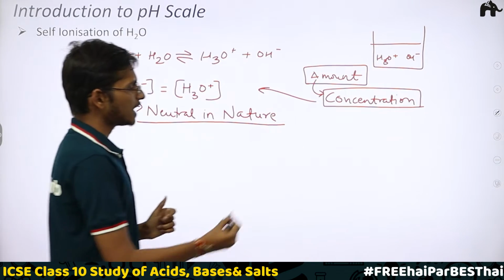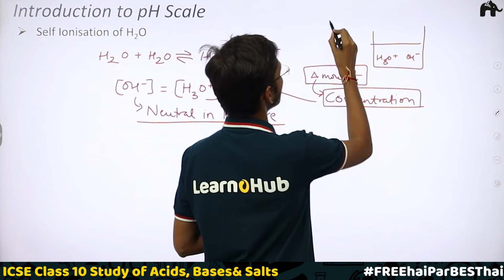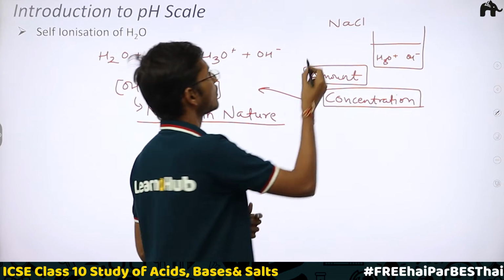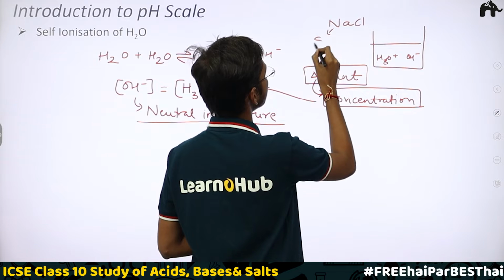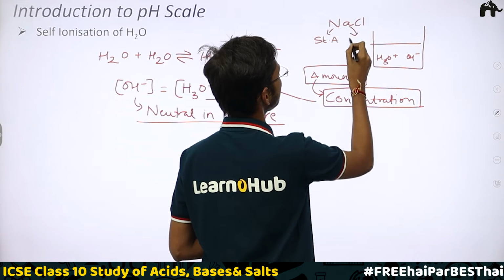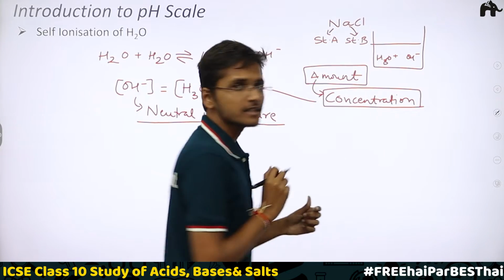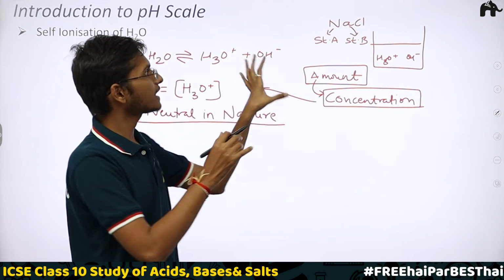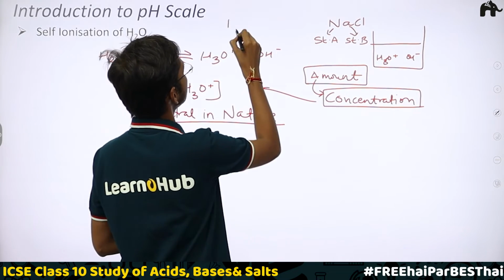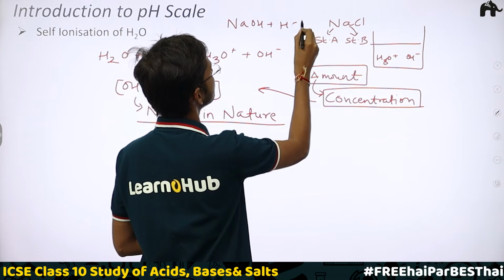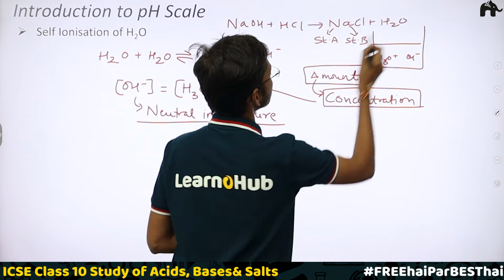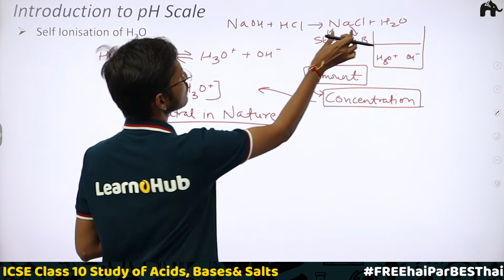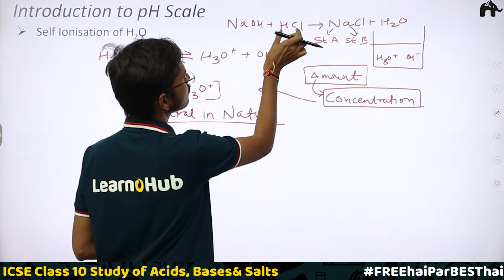Okay, so I'm having this same water. Now I'm going to add a salt in it. Okay, now such a salt which is made up of strong acid and strong base, which is NaCl. Just now we have studied the neutralization reaction, and deliberately I have taken up this reaction because in this reaction we have studied NaOH plus HCl gives us NaCl plus H2O, right? See, NaOH is a strong base, strong alkali, HCl is a strong acid. So this salt is made up of strong base and strong acid.